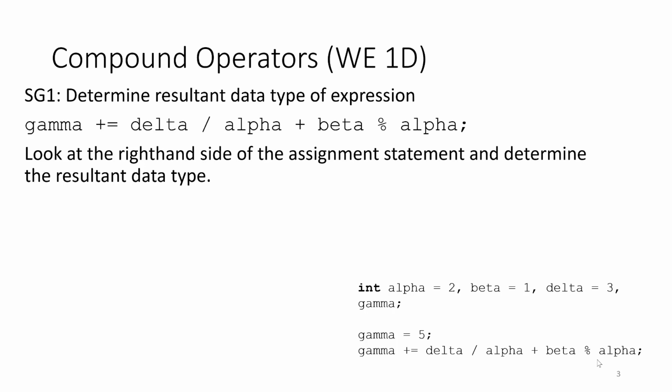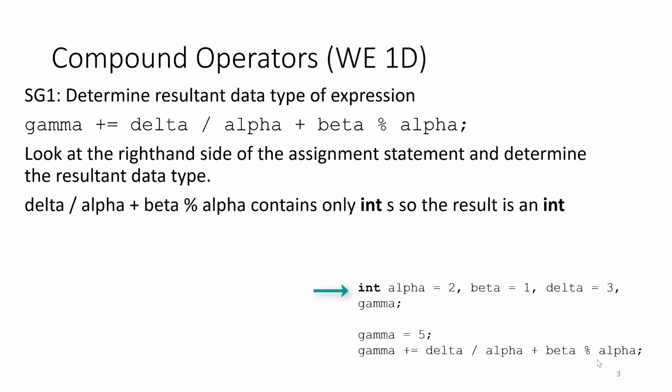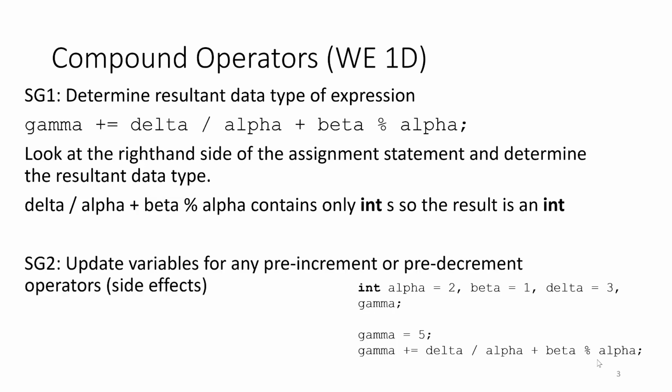Subgoal 1, determine the resultant data type of the expression. On the right-hand side of the expression, we have the variables delta, alpha, beta, and alpha. Note that all of those are declared as integers. Therefore, the resultant data type must be an integer. Subgoal 2 is not used in this example.